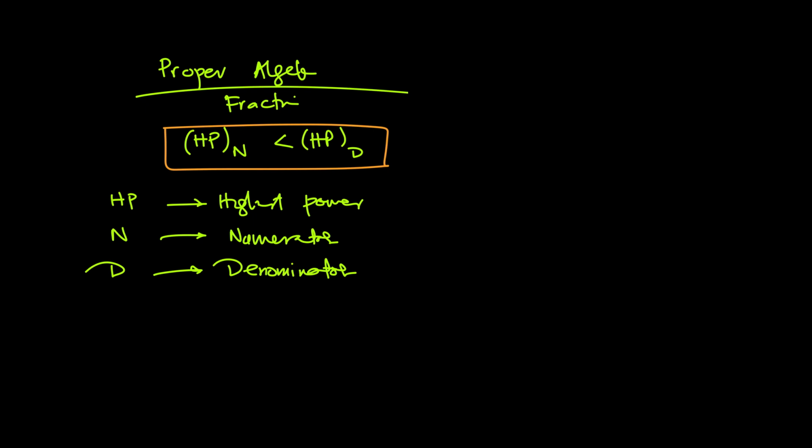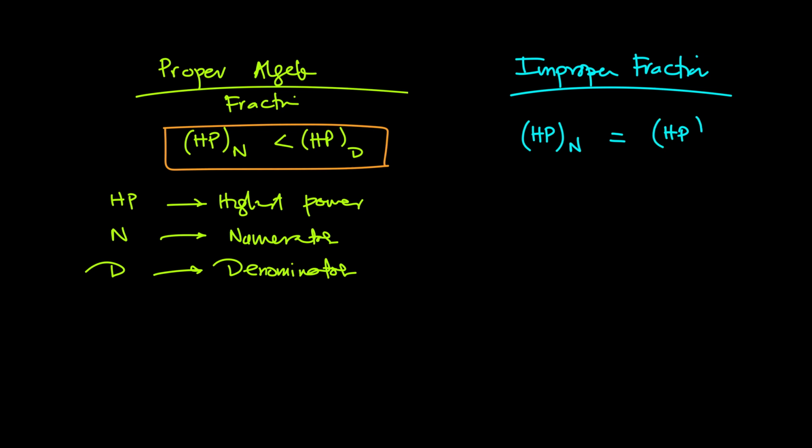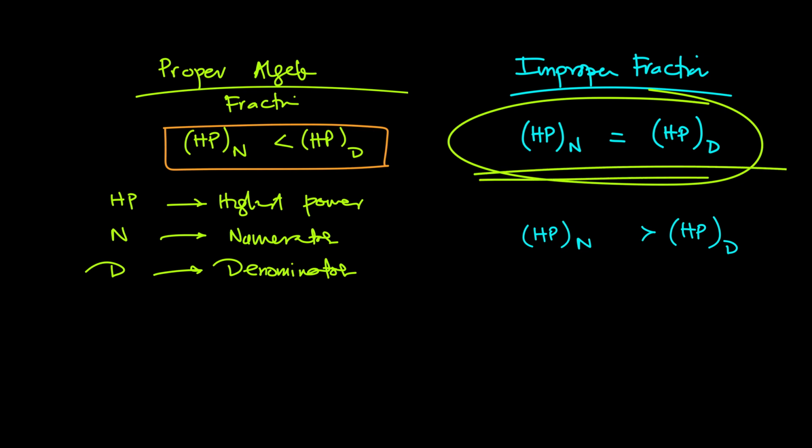That means an improper fraction could be of two types. An improper fraction can either consist of a fraction in which the highest power of numerator is equal to the highest power of denominator, or the highest power of numerator is greater than the highest power of denominator. Our focus is this first scenario in which the powers are equal. Let's get started with the first question.